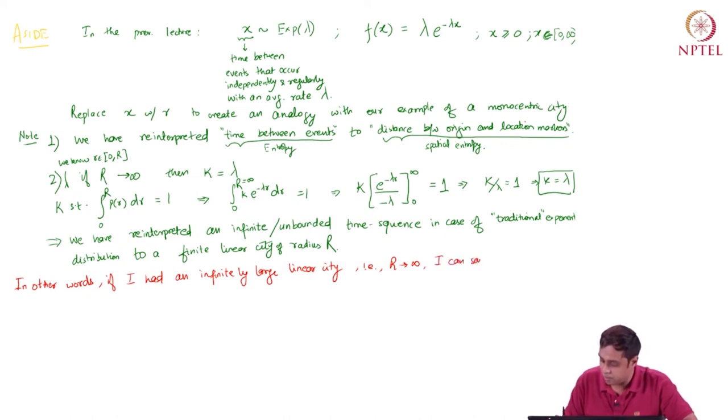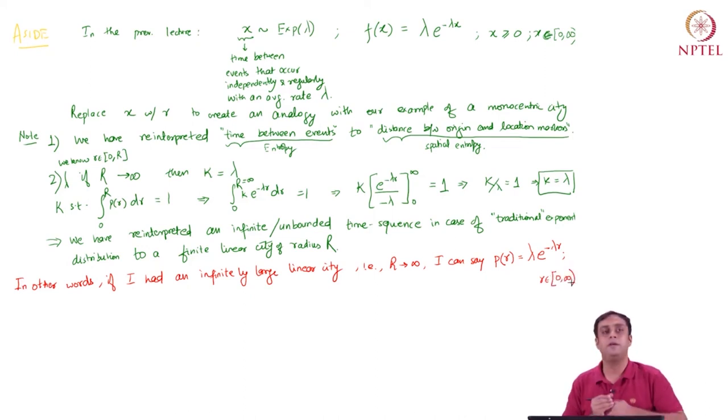I can say that the probability of observing a marker at a distance small r from the origin is simply given as lambda e to the power minus lambda r, such that r lies between 0 to infinity, as on your screen.